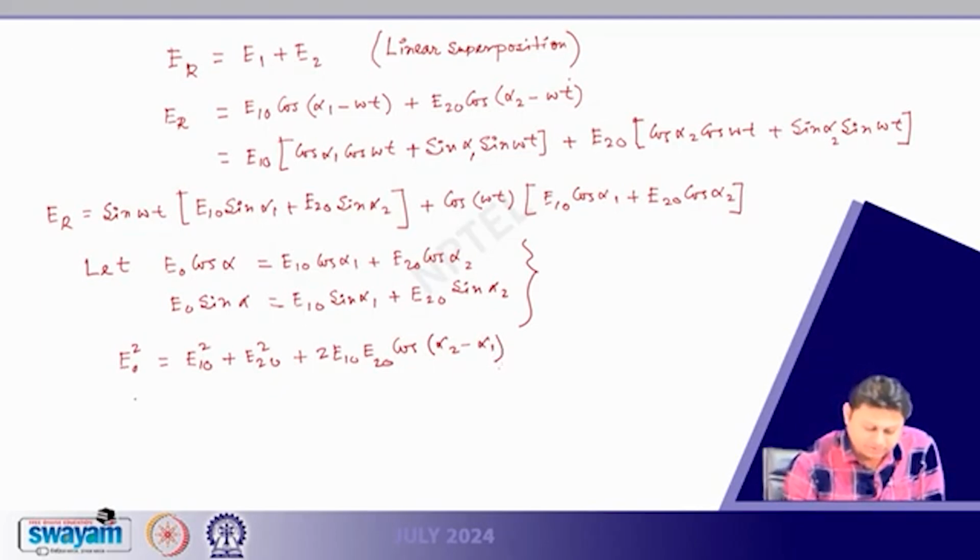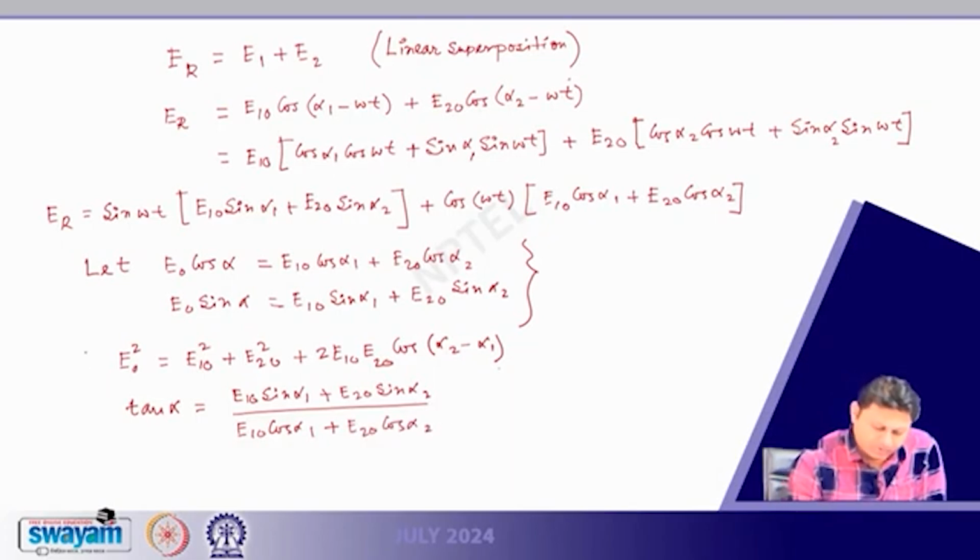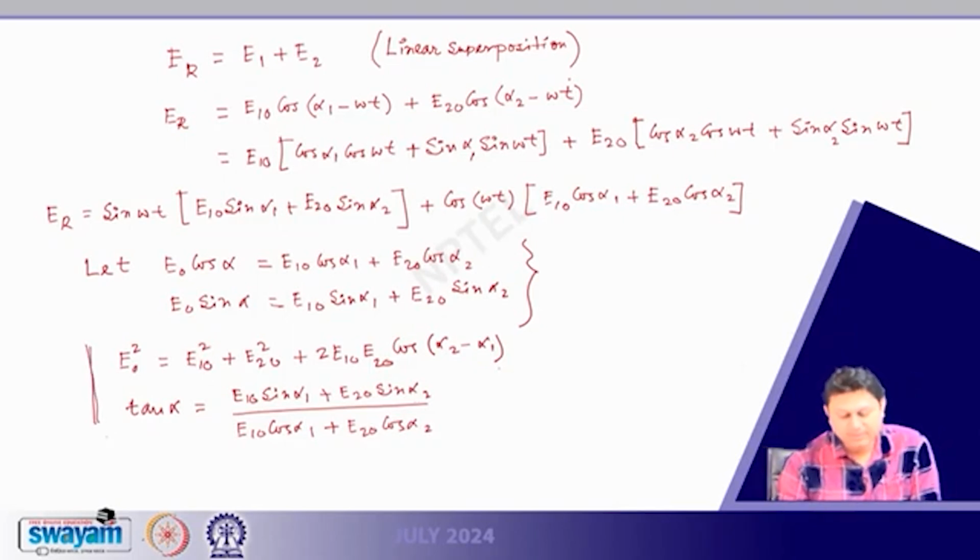And if I want to find out what is alpha, then that we also can find, that tan alpha is equal to E10 sin alpha 1 plus E20 sin alpha 2, whole divided by E10 cos alpha 1 plus E20 cos alpha 2. So I can also figure out what is my E0 and tan alpha, using the known values E10, E20 and so on.